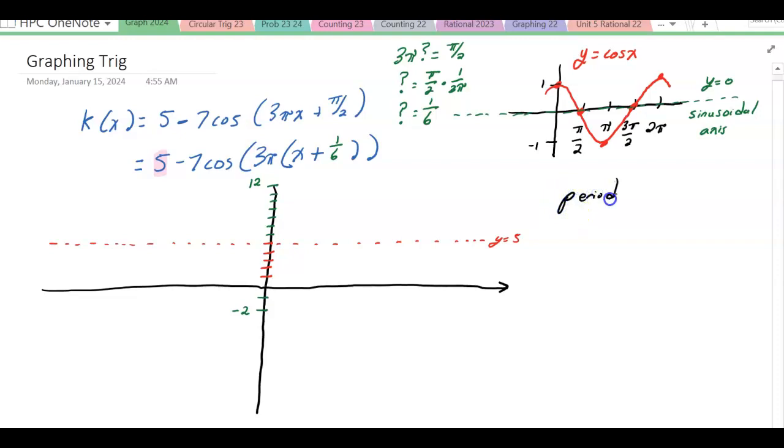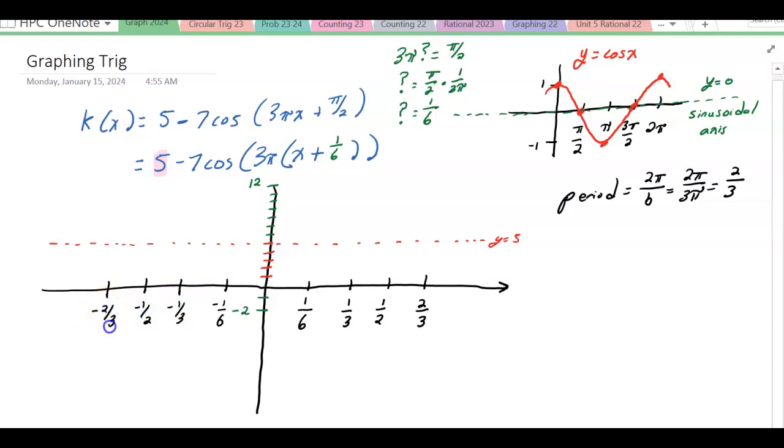The period is 2 pi over b, and we know the b value is 3 pi. So the period is 2/3. So I'm going to mark 2/3, cut that in half, 1/3, cut that in half, 1/6. So we have 1/6, 2/6, this is 3/6, or 1/2. And I'll also go in the negative direction. So -1/6, -1/3, -1/2, -2/3.